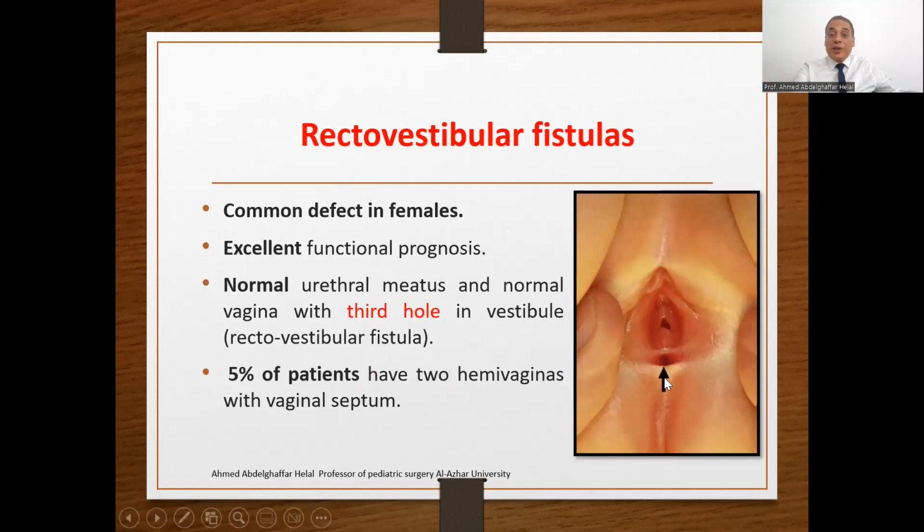Number two is the rectovestibular fistula. It is a common defect in the female with excellent functional prognosis. There will be a normal urethral meatus and normal vaginal opening. However, there is a third opening in the vestibule. This is the rectovestibular fistula. This is the vestibule. About 5% of patients may have two hemivaginas with a vaginal septum. So this is a rectovestibular fistula.